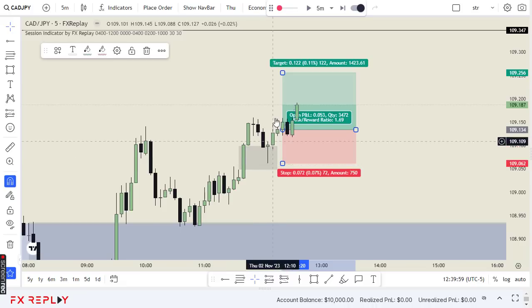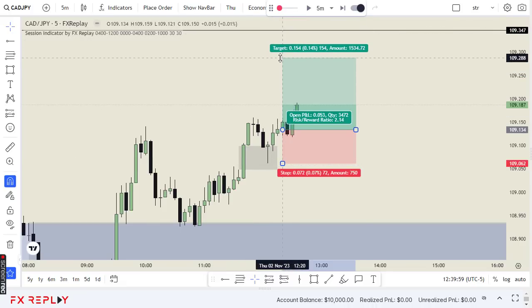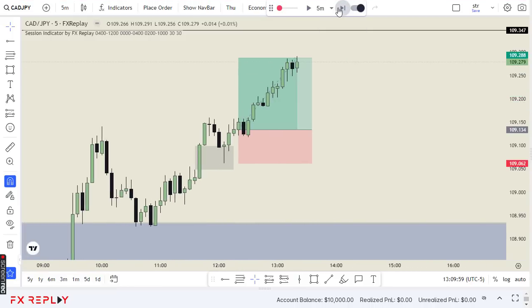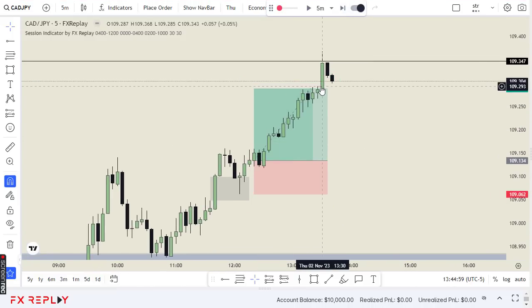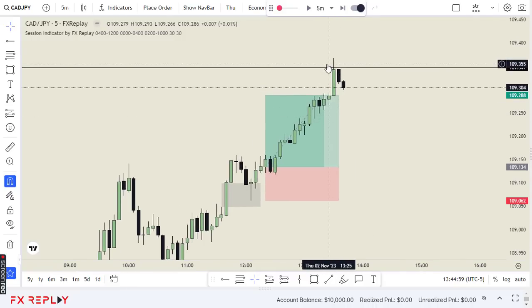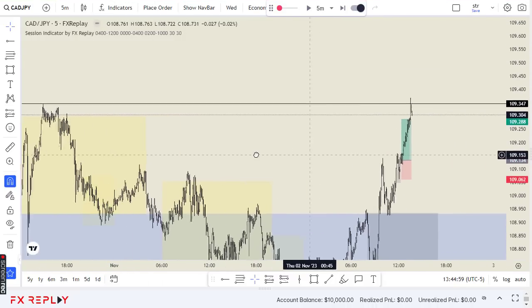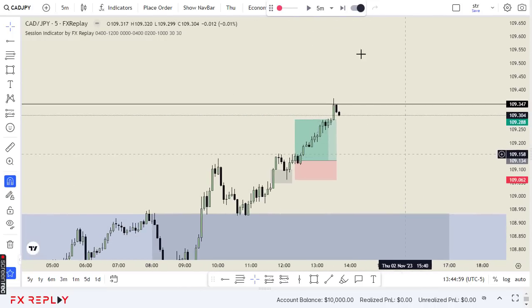So stop loss is here, and as always I targeted 2R, right? Let's play that out, and as you can see here, price hit my TP and also completed the market maker buy model. The market maker buy model is now completed and we have achieved our target.